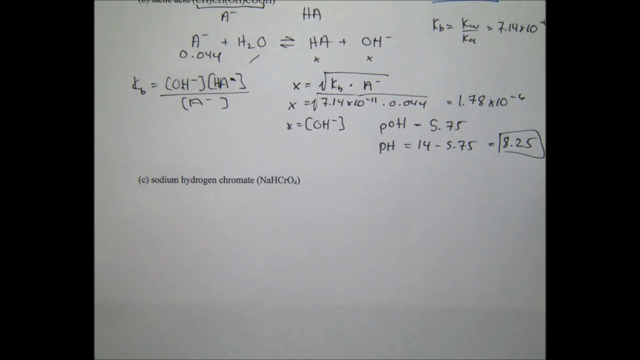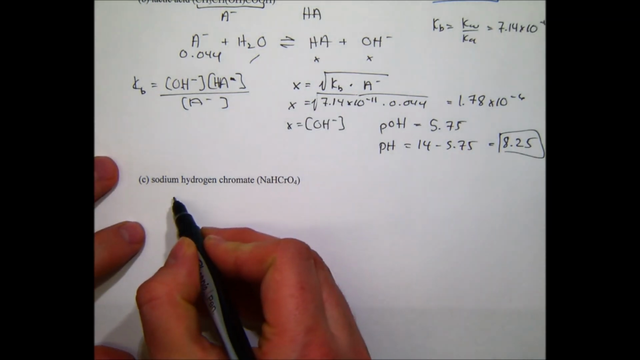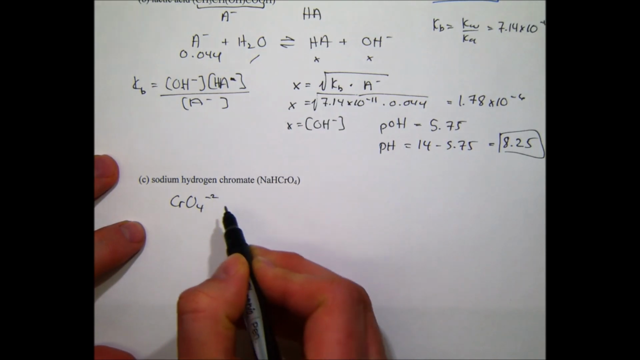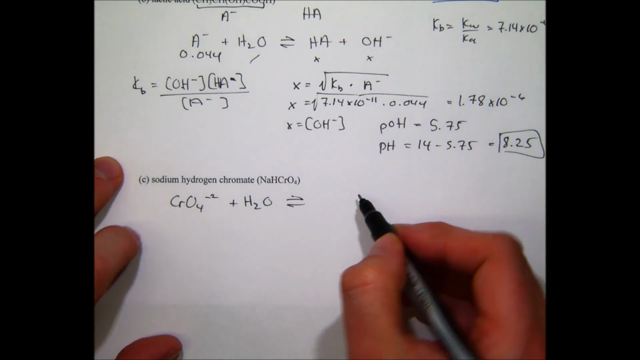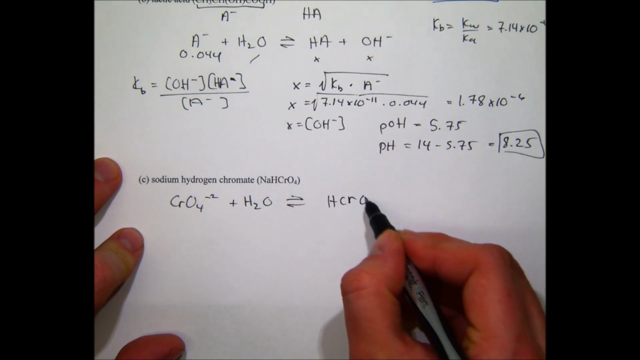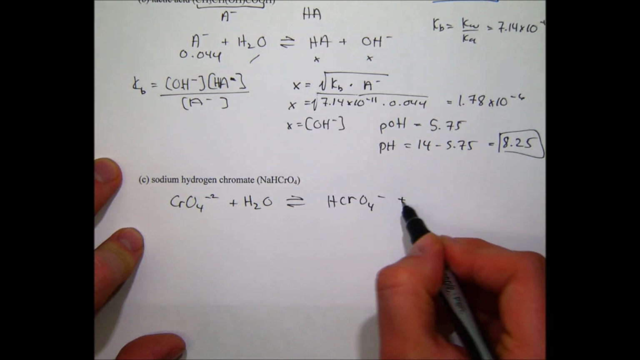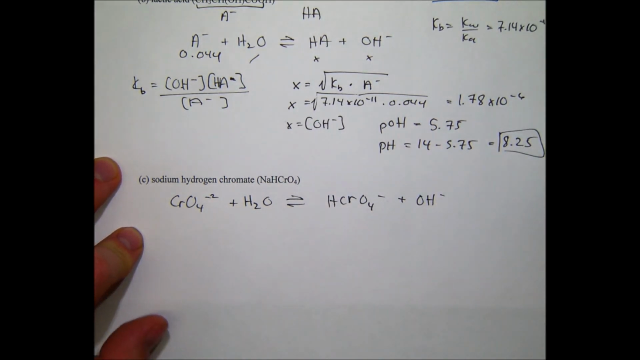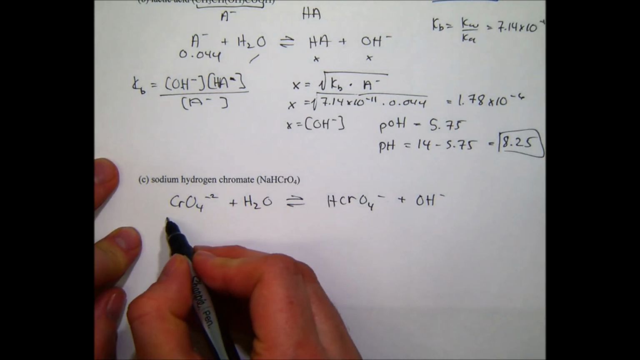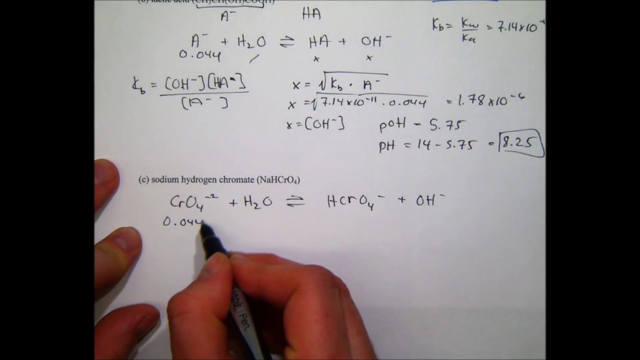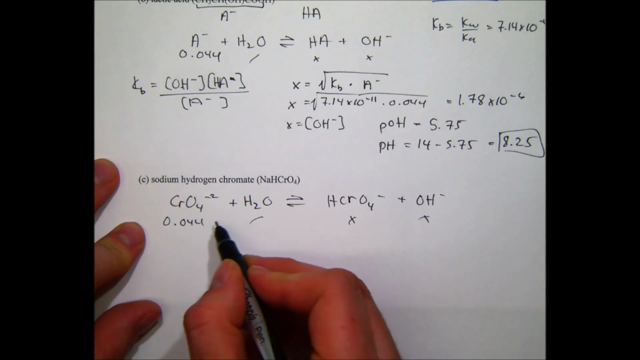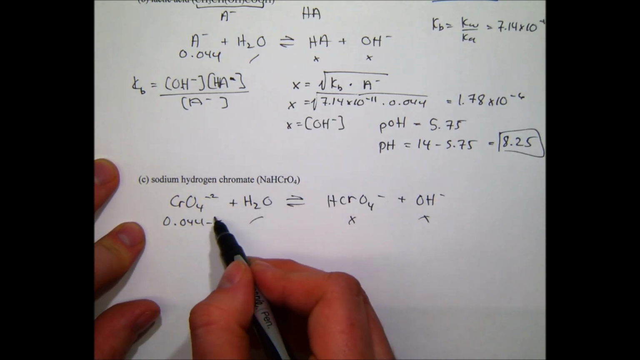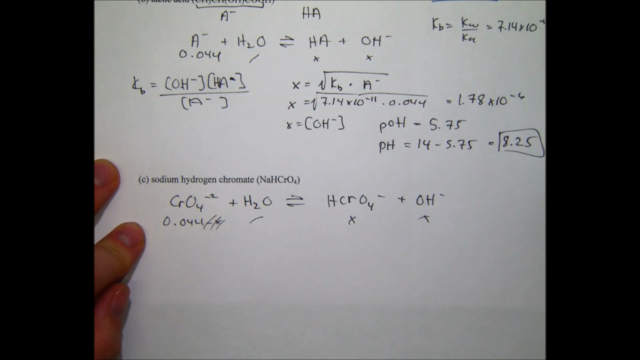So sodium hydrogen chromate is the same idea as what we've talked about before. It's the chromate ion plus H2O. We're going to do exactly the same thing. We're going to talk about the base, HCrO4 minus plus OH negative. We know what the salt is going to be, 0.044. We know that this is going to be X, and that doesn't matter. Just writing the equilibrium line for the ICE box. We know that there's a minus X here, but we will ignore it in this situation as well.